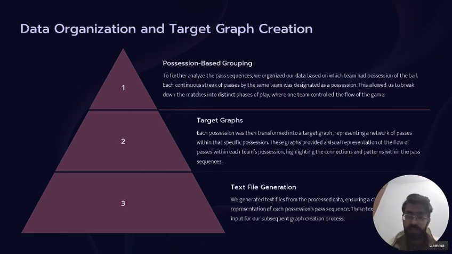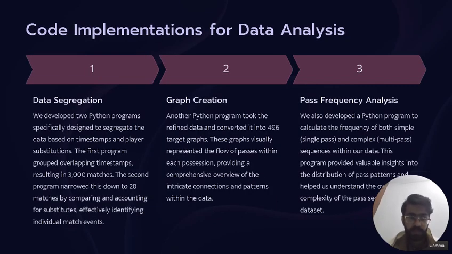Moving towards the code implementation, we wrote Python programs for three tasks. The first one is data segregation. The first program grouped overlapping timestamps into the 3,000 matches, and a second program narrowed this down to around 28 matches by comparing and accounting for the substitutes. The second task is graph creation, a program that took the final data and turned it into the 496 target graphs.